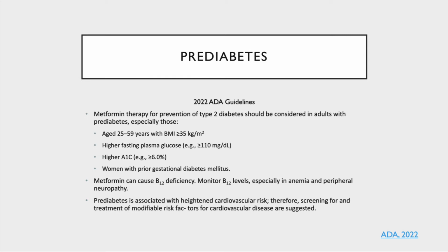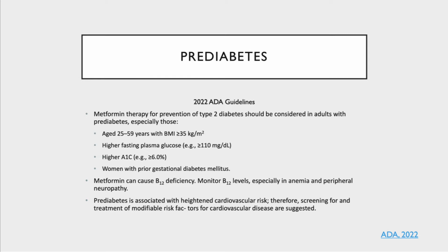So people who are age 25 to 59 with a BMI that's high, if they have higher fasting plasma glucose, more than 110, if they have a higher A1C, usually over 6, or women with prior gestational diabetes. All of those people should be considered for metformin therapy.